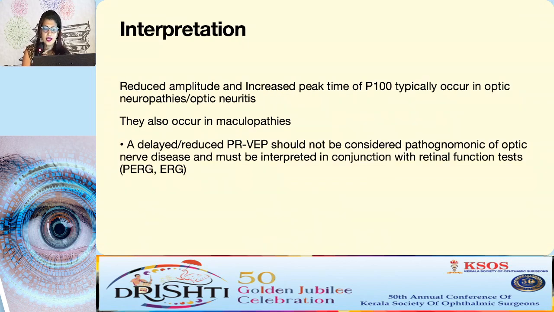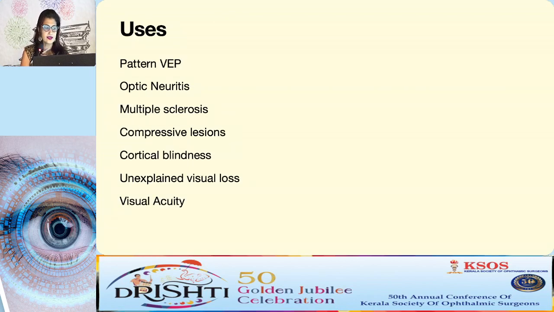Now there are two things that we look at here, the latency and the amplitude. The reduced amplitude and increased peak time of P100, which means the latency. These two typically occur in optic neuropathies or optic neuritis, and can also occur in maculopathies. That is why it is important for you to do the pattern ERG or the multifocal ERG earlier, and it should be read in conjunction with the retinal function test.